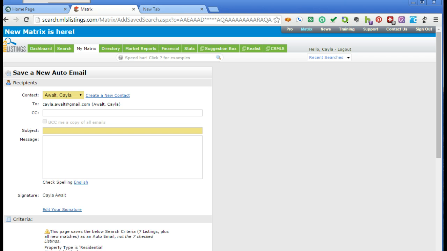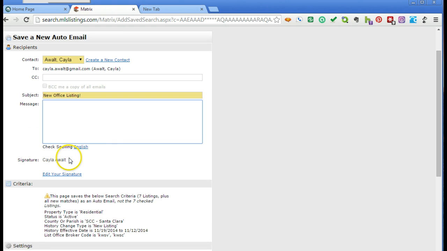And so notice what this requires is that you put yourself in as a contact. And then we're going to make a subject line, new office listing. And if you want, you could write yourself a little message to remind you why you've set this up in the first place. Right? Call them and ask if you can do an open house. Notice what her signature looks like. Just her name. Right? So you could edit it right now, but right now we're sending emails to her.